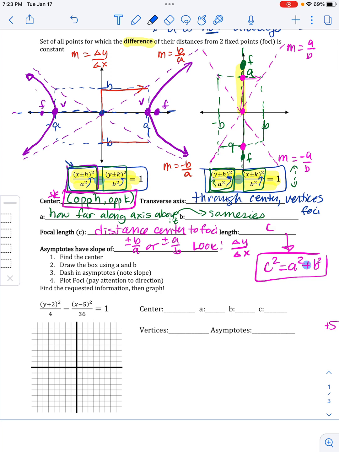Yesterday, the original problems were addition, and in the C equation, it's subtraction. So they're always opposite of one another. Okay, there's like so much information on here. It's super similar to what we've been doing.